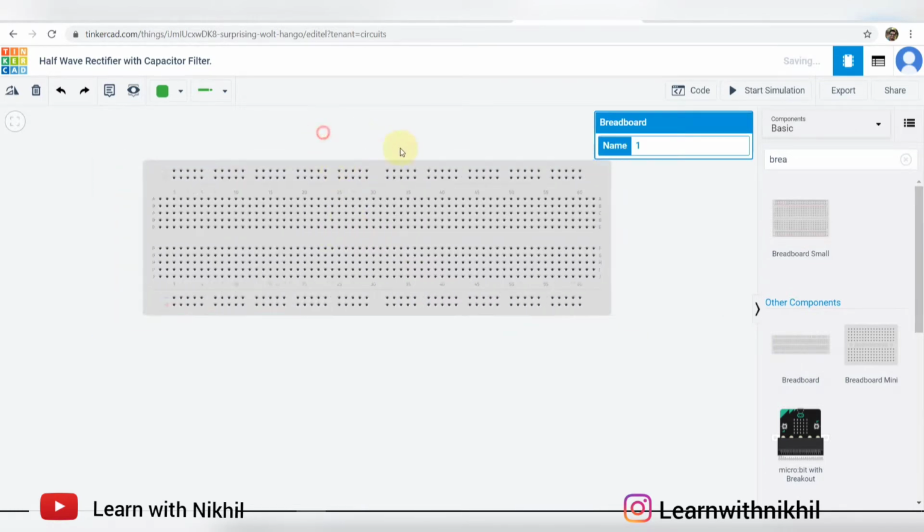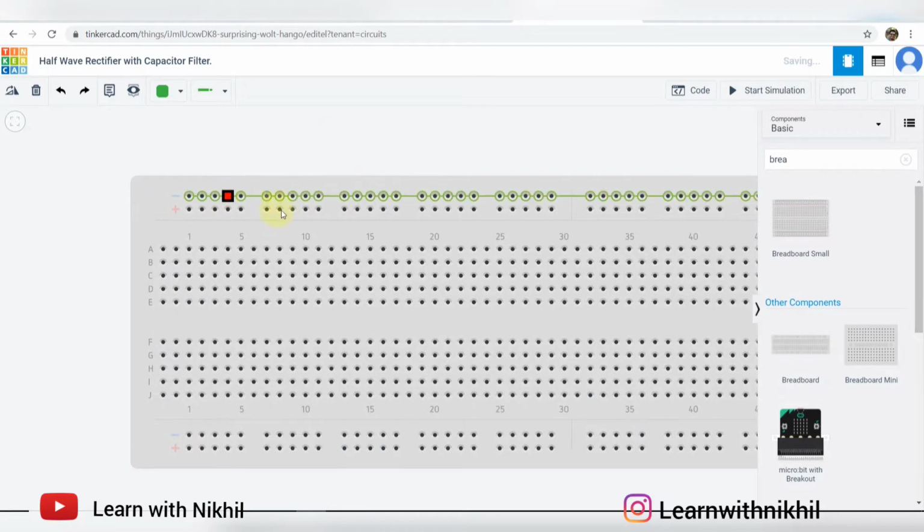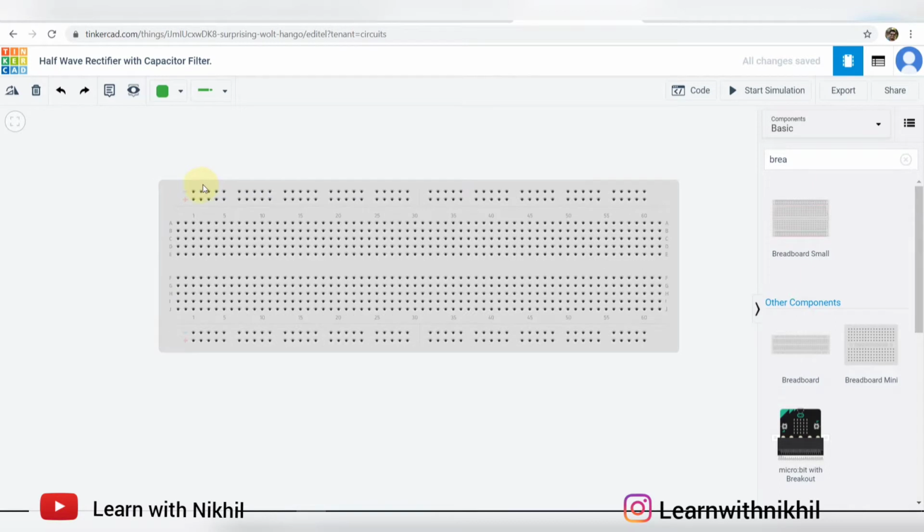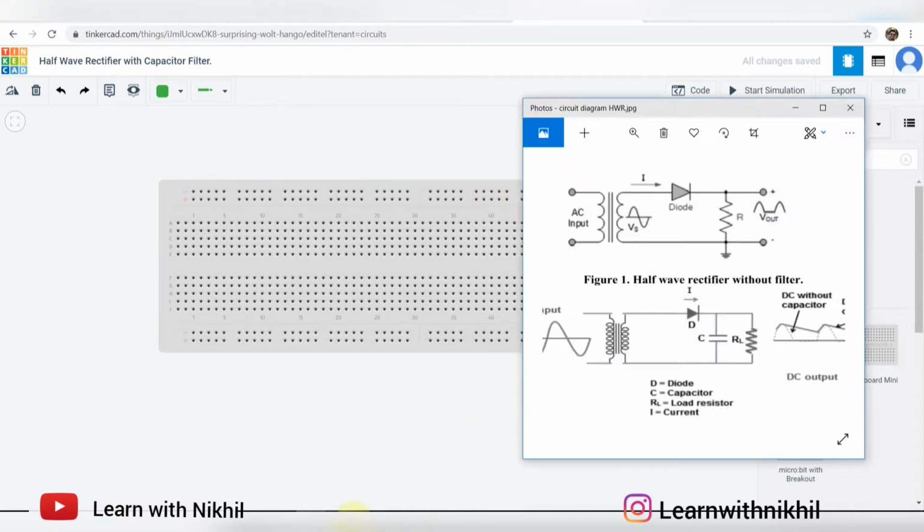As you know the connections of the breadboard, this line is horizontally connected, all these points are internally connected, and this is vertically internally connected. Okay, so this line is vertically connected, all these 5 points are connected, and here this entire line is internally connected. So we got the breadboard.